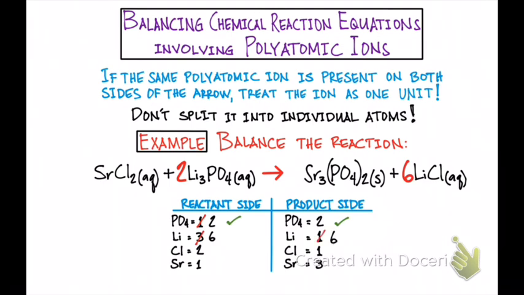And because we added it in front of the lithium chloride, the number of chlorine atoms would also change. So now we have a total of 6. On the reactant side, we only have 2 chlorines. And so in order to get a total of 6 chlorines, we can add a coefficient of 3 in front of strontium chloride. So now we have a total of 6 chlorine atoms and also 3 strontium atoms.